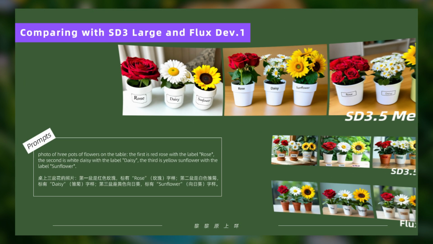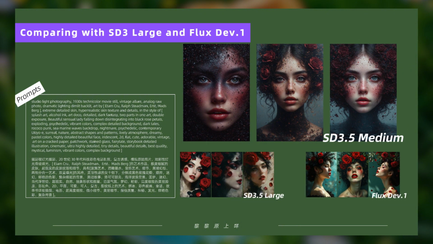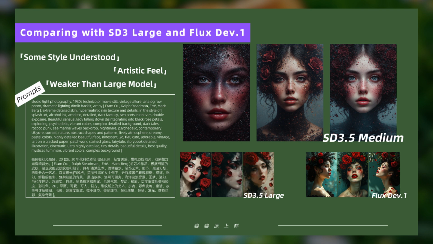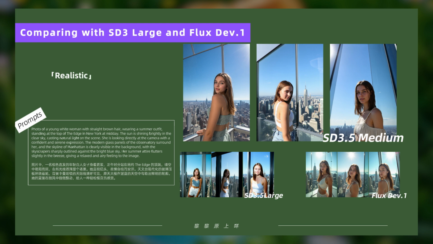Comparing with SD3 Large and Flux using the same prompt, define sequence and colors for three flowers. The order and text are correct, but the flowers look less refined. Artistic, visually complex scenes: it recognizes some artistic styles and has an artistic feel, but falls short of the Large model. Daily life photos: realistic, and it works well if hands are kept out of view.